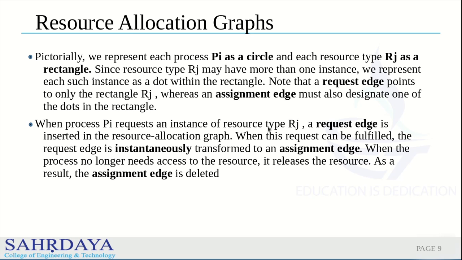When process Pi requests an instance of resource type Rj, a request edge is inserted in the resource allocation graph. When this request can be fulfilled, the request edge is instantaneously transformed to an assignment edge. When the process no longer needs access to the resource, it releases the resource. As a result, the assignment edge is deleted.